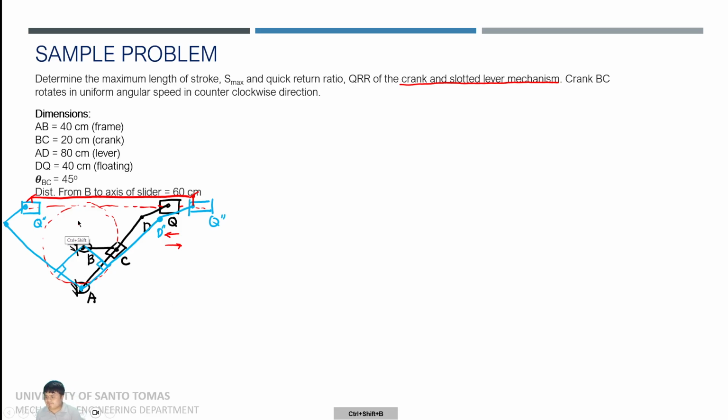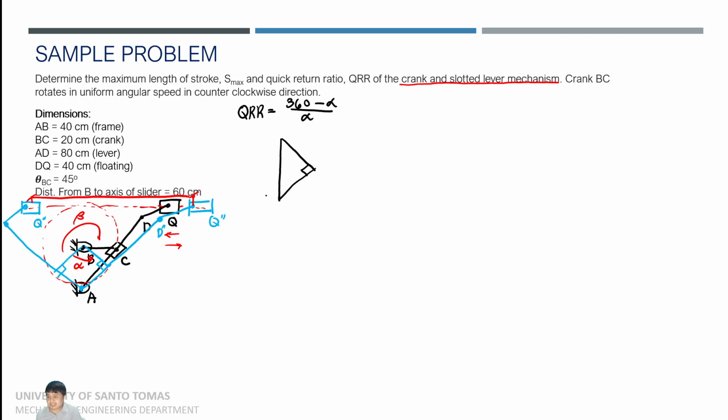Okay, so actually we can find the QRR first because we can already determine this angle right here. This will be your alpha, and this will be your beta. So we can solve for QRR, which is 360 minus alpha over alpha. And the alpha right here, you can imagine, you can draw a triangle here, something like that.